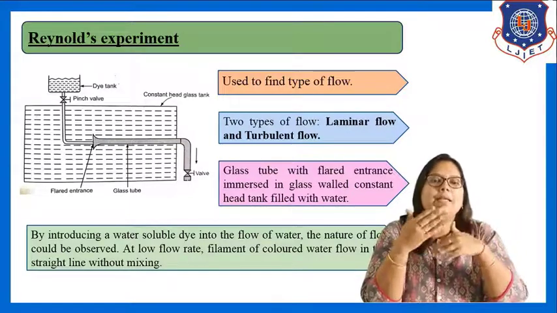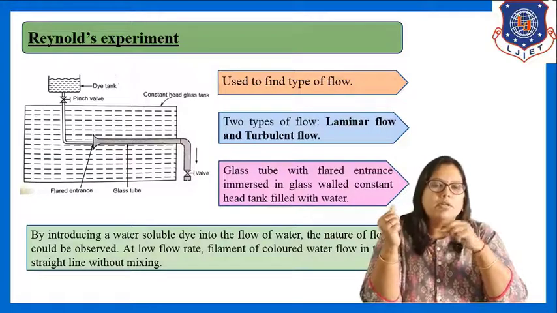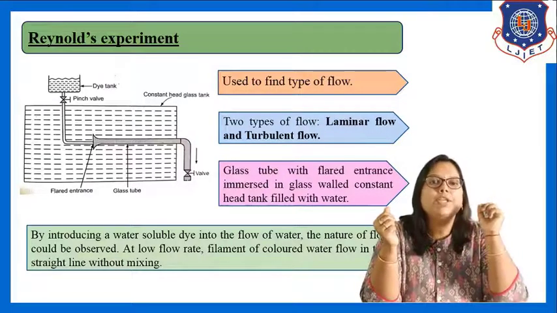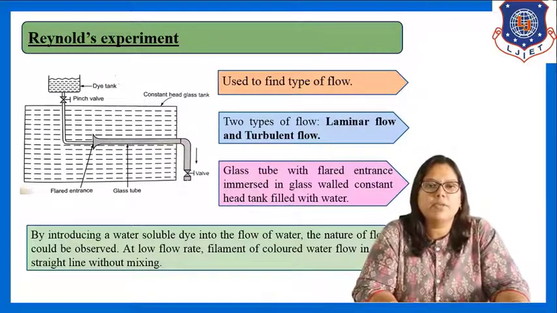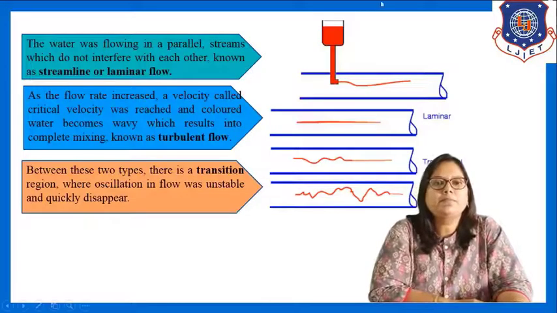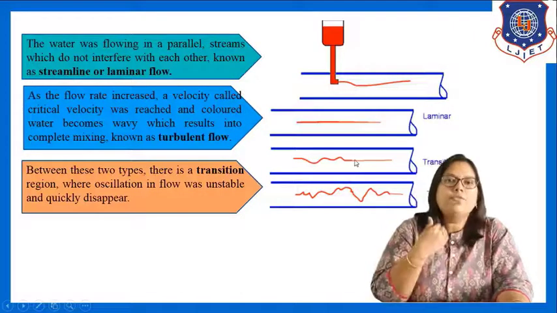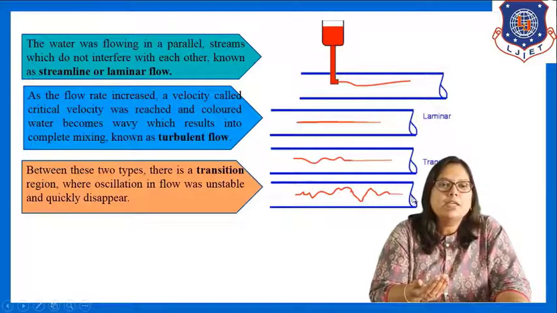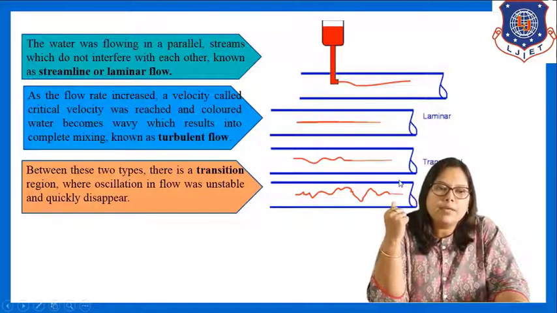And as you increase the flow rate, the nature of the colored water going into the glass tube changes. Let us see how it changes. You can easily understand from the next figure. See here. First, at low flow rate, you can see this straight line of the colored water. As the flow rate increases, it moves like this. Again the flow rate increases, it moves like this. So these are the different types of flow according to the flow rate.